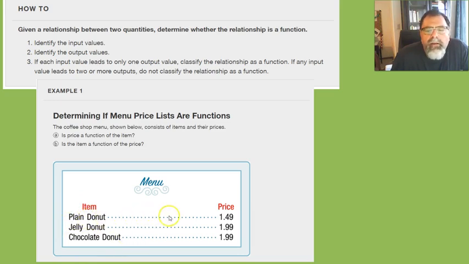You can see the plain donut gets assigned exactly one price. Jelly donut gets assigned a price. And chocolate donut gets assigned a price. And it's okay that those are the same prices because each input value is getting assigned exactly one output value. There's not 2 prices for a jelly donut depending on what day I'm asking. So this one, A, would be yes. If each input value leads to only one output value, then the relationship is a function. So for A, yes, it's a function.